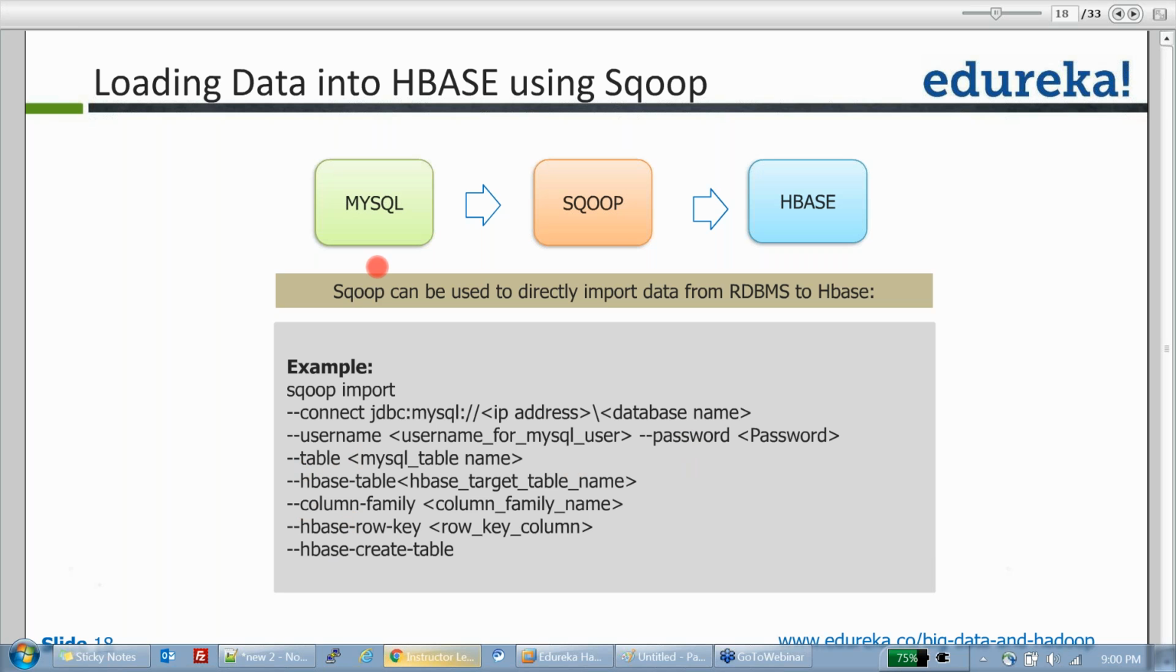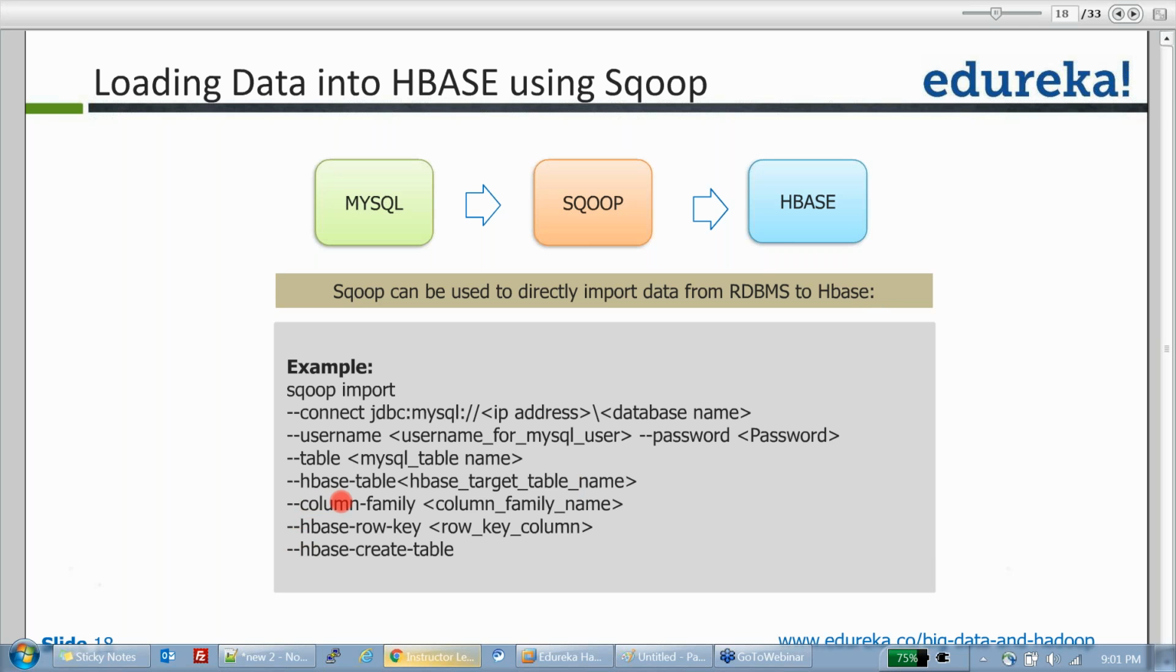You can specify which table's data you want to import, to either HBase, Hive, or HDFS. You can have three destinations in Sqoop. It can be an HDFS file, it can be a Hive table, or it can be an HBase table.